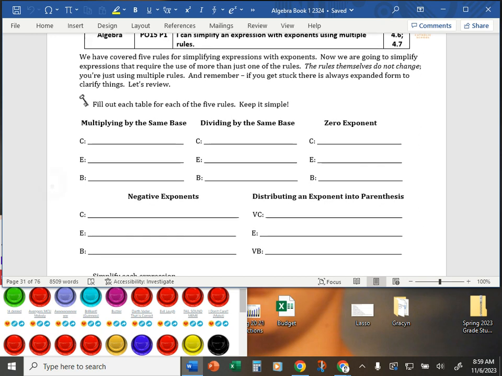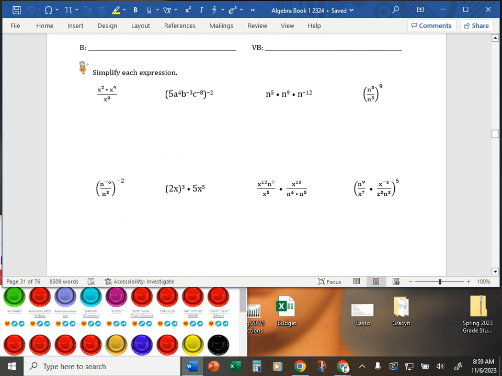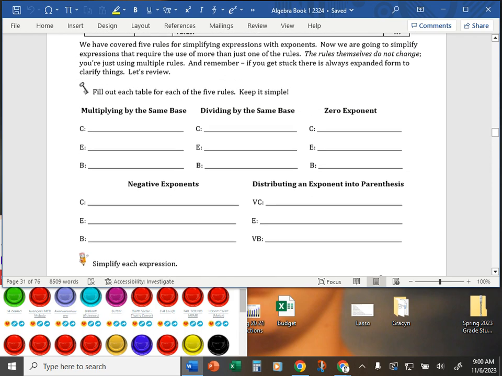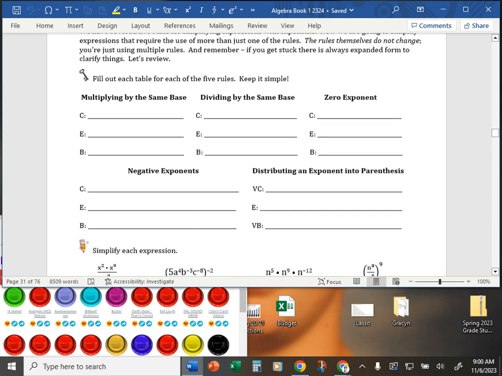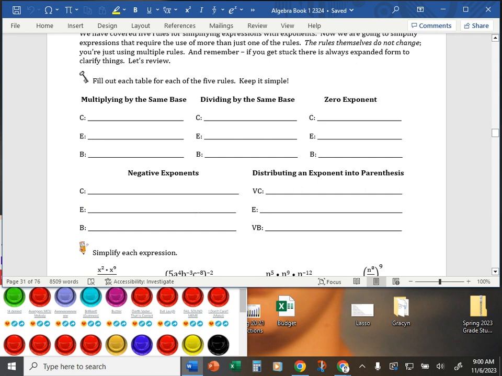Okay? And if you look down at what the homework is here, you can see that every question has multiple things going on. Maybe it's multiplying by the same base and a fraction. Maybe it's distribution with negatives. Maybe it's multiplying by the same base with negative powers, right? Maybe it's multiplying by the same base, dividing by the same base, with 0 powers, with negative powers, with distribution. Maybe it's all 5 of them, right? And so my advice to you here, and I said this when we were correcting homework, is that as long as you do something, you'll end up doing everything.